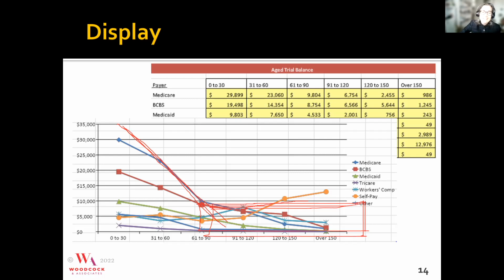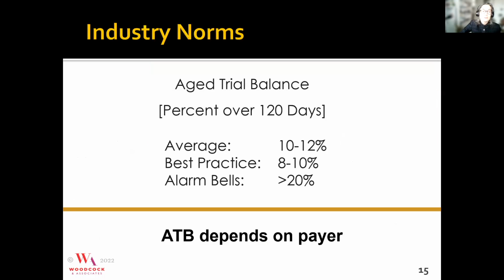And you can see, not surprisingly, that the self-pay line actually goes up and does not look like a waterfall, which basically means that we're not very effective at collecting those self-pay accounts. And so that's a great way to display.